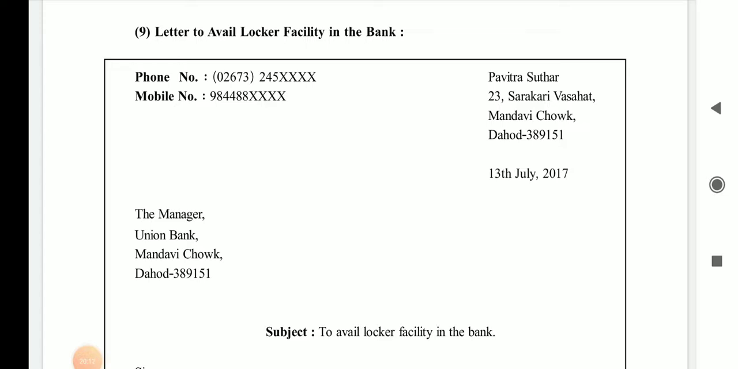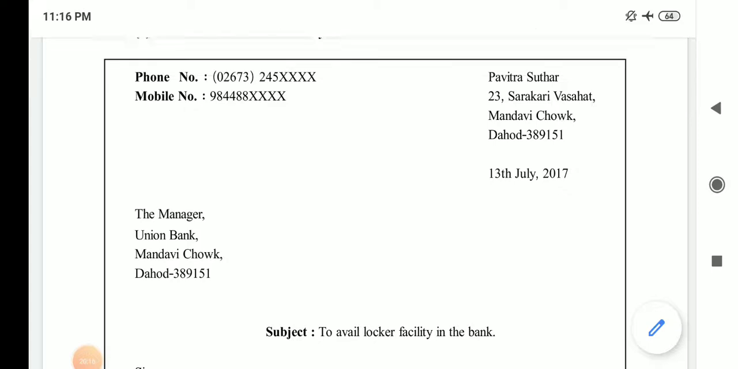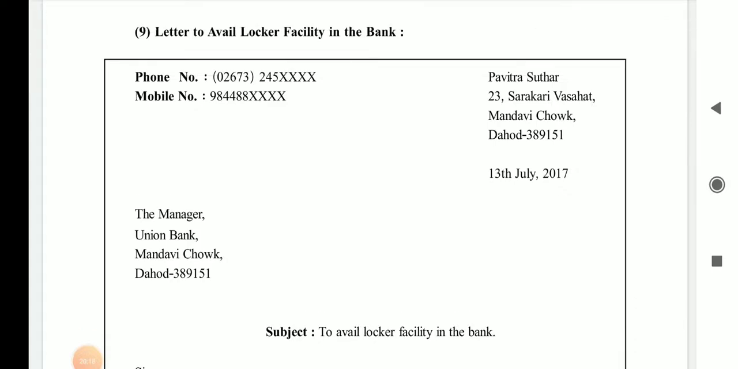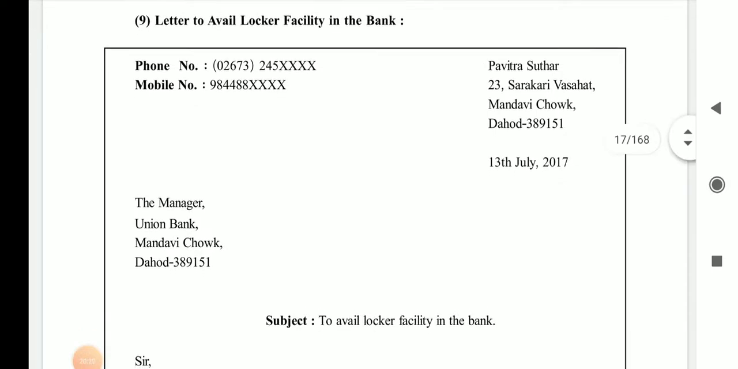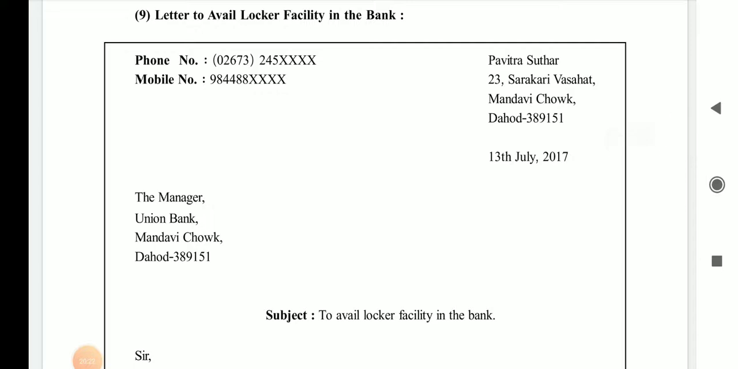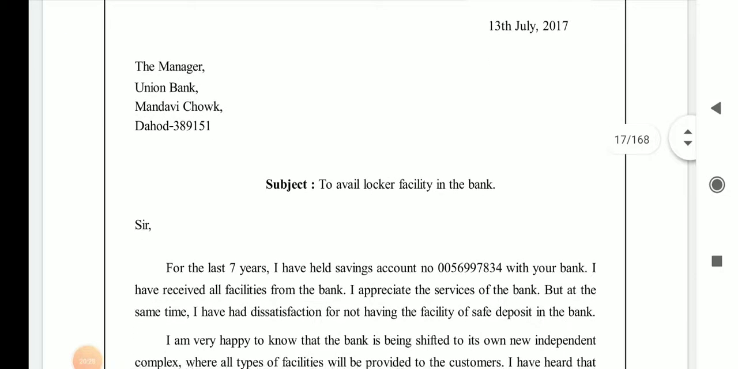23 Sahakari Vasahat, Mandvi Chowk, Dahod. Put full stop behind the pin code. 30th July 2017. Person's name is the manager, Union Bank. Remove comma. Mandvi Chowk, Dahod. Put full stop behind the pin code.